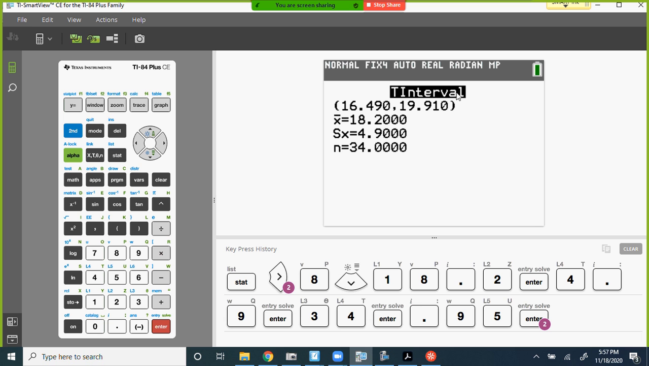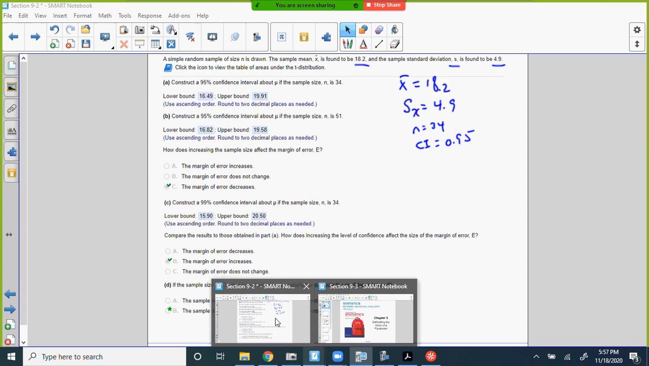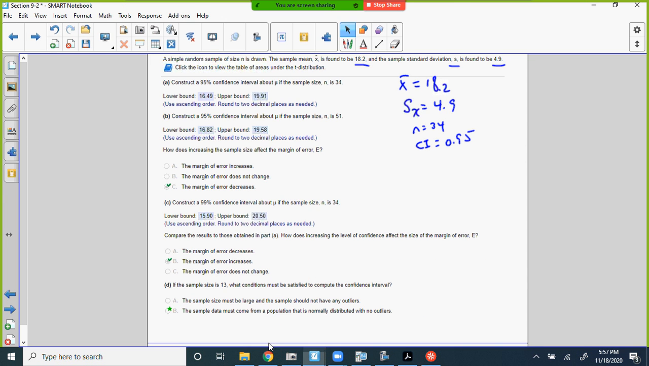Anybody not get that? You need to be doing this with your calculator, okay? You need to be doing things in conjunction with what I'm doing. All right, so we can take that, and here it is. The lower bound is 16.49, upper bound is 19.91, right?